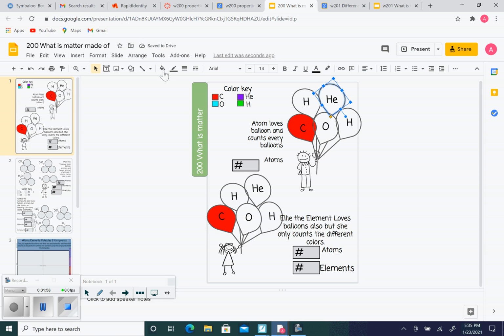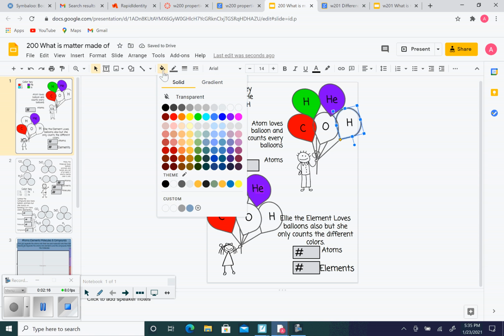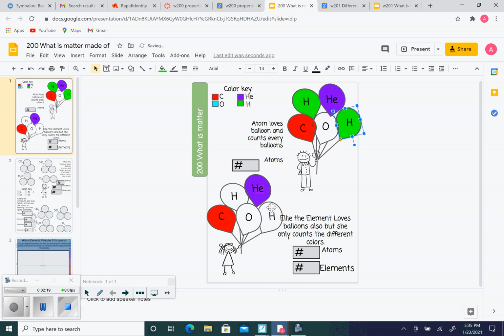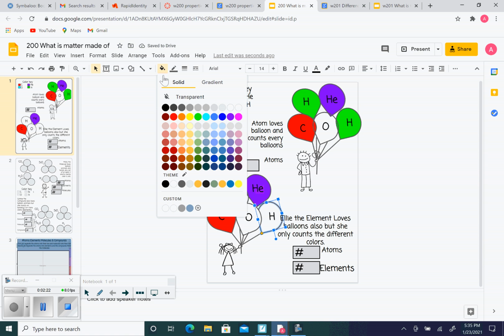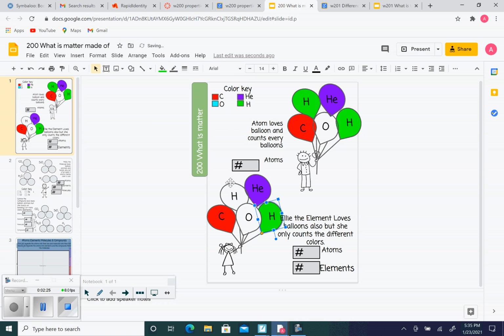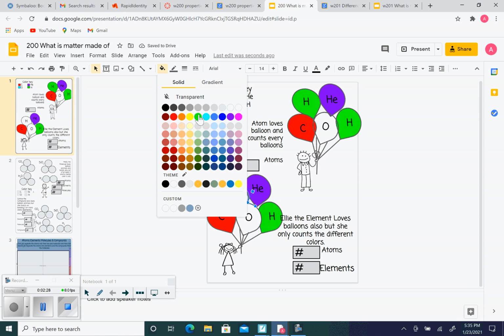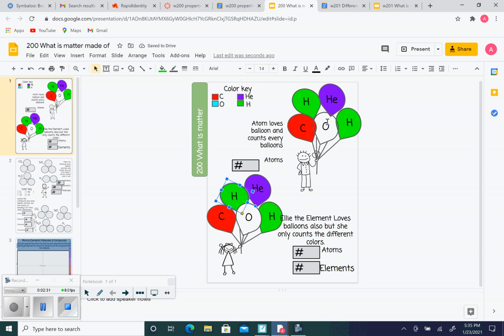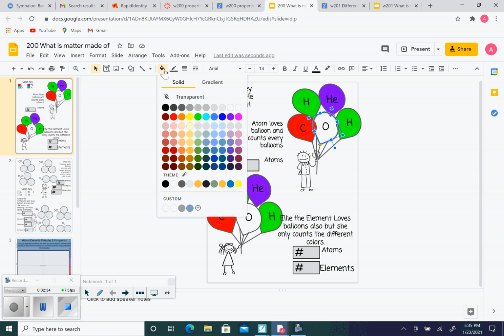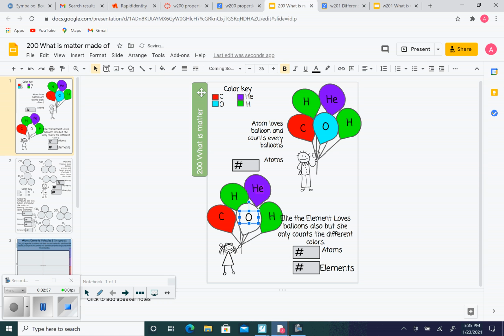All right, helium, HE, this one is purple for me. You do whatever color you want. And this one is helium, purple. This one is hydrogen. Hydrogen I decided was going to be green for me. This one is a hydrogen. This one's a hydrogen. This one's a hydrogen. And then oxygen we said was going to be blue. Oops, I chose the wrong part there.